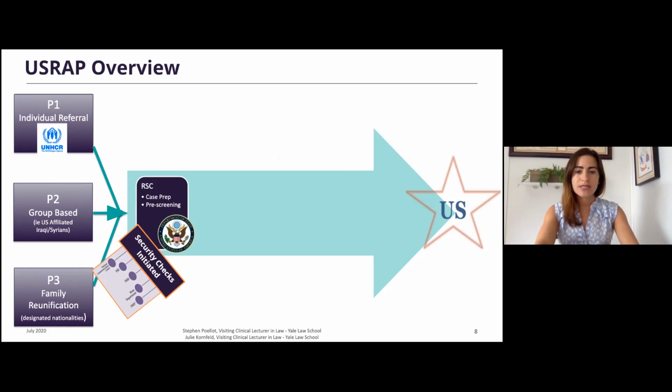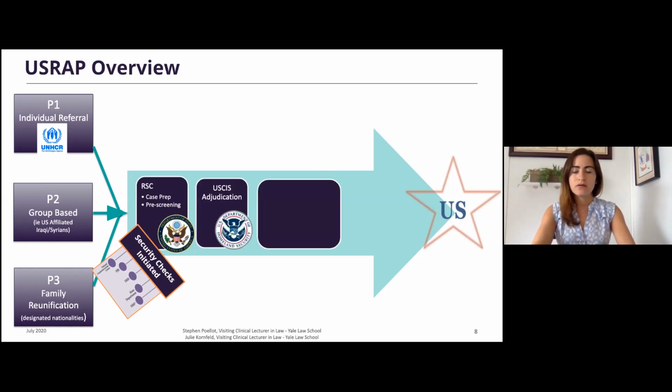The RSC representative will ask the refugee about their refugee claim, get their biographic information, scan any civil documents, and prepare that refugee application. It's at this time, the RSC interview, that the US government will start the security checks. Refugees must pass a series of security checks with various government agencies. These checks are run and rerun at different times throughout the process up until the refugee departs for the US.